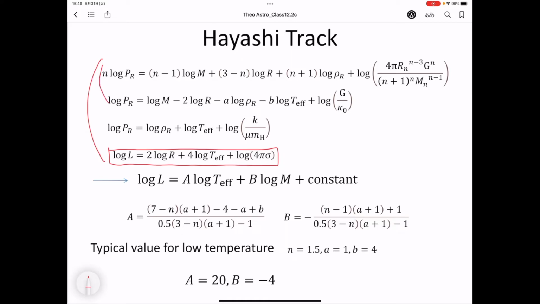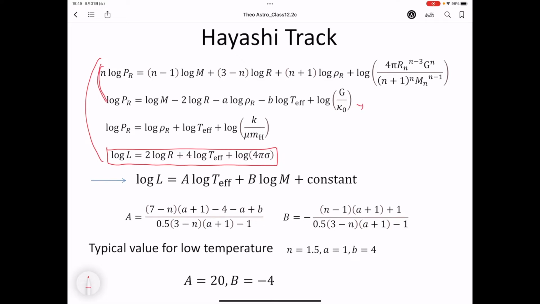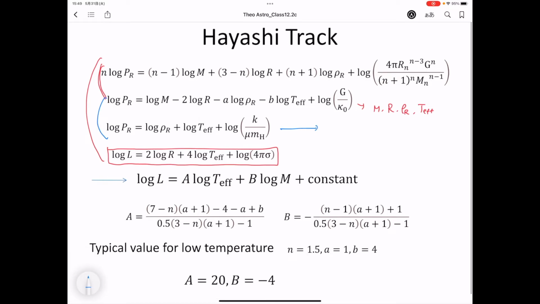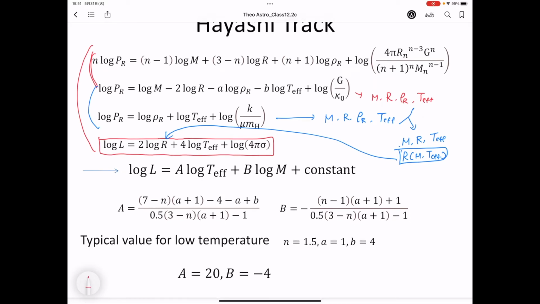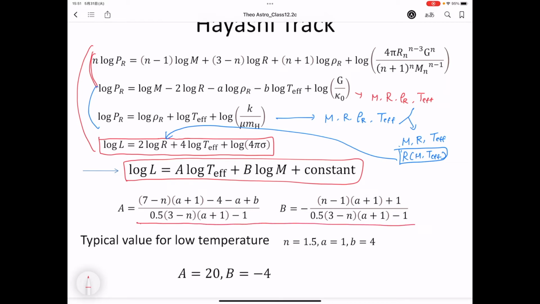From the first 2 equations, you can remove P. Then from the first equation, you have an equation for the mass, radius, density, and temperature. We also use the next 2 equations to obtain another relation among mass, radius, and density. Then from these 2 equations, you can remove rho. Then it becomes a relation between the mass, radius, and effective temperature. Then you can express R as a function of the mass and the effective temperature, and substitute it into the equation for the luminosity. Then you will get a really complicated equation for log L as a function of the effective temperature and the mass of the star. Capital A and capital B are given by these equations.